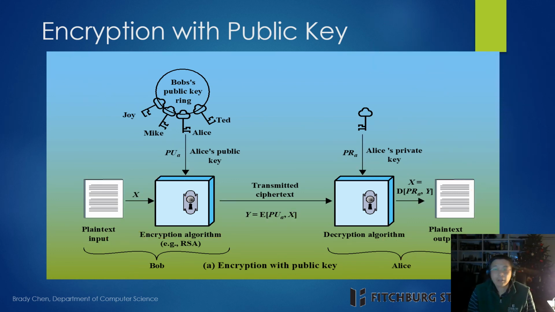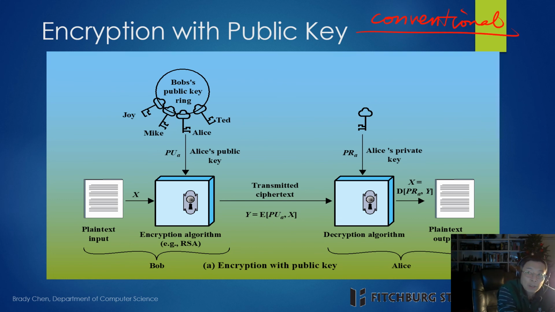Now, there are two basic types of cryptographic systems. The symmetric system, or sometimes we call it the private key system. The other type is called the asymmetric system, or many times we call it the public key system. The symmetric system is also called a conventional system. Okay, now in a conventional system, we have two parties, a sender and a receiver.